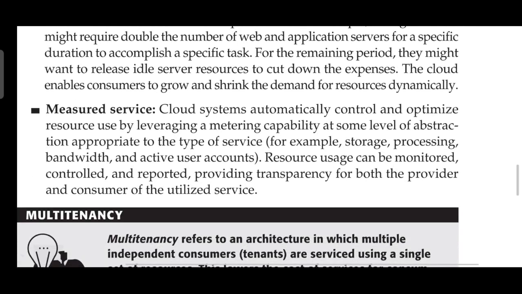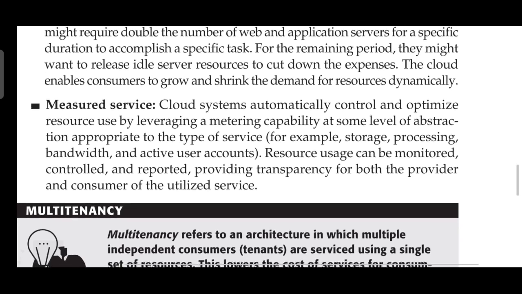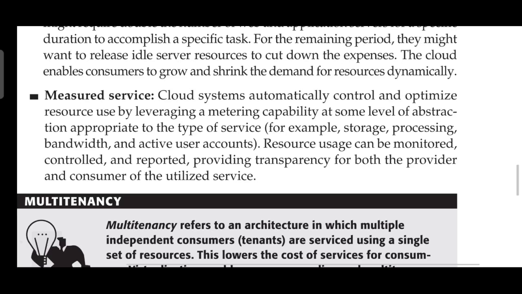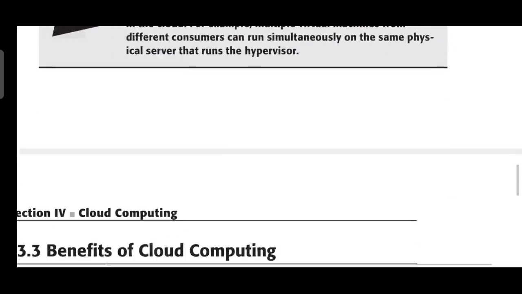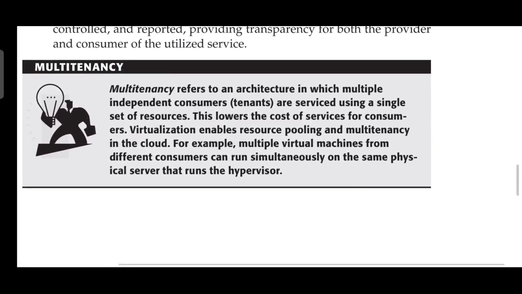So rapid elasticity, that's what elasticity stands for, stretchable, right? Next is measured service. Cloud systems automatically control and optimize resources used by leveraging a metering capability at some level of abstraction appropriate to the type of service. For example, storage, processing, bandwidth requirement, and active user accounts. These are the different sets of services, like creating a user record, maintaining a user catalog, storing user data, or communication among the users. For such heterogeneous user requirements, the cloud should be capable of providing the services. These are all the characteristics of the cloud infrastructure.